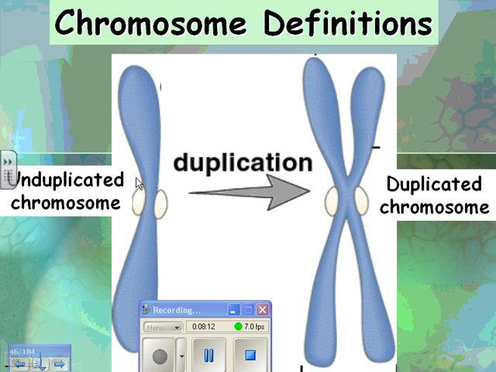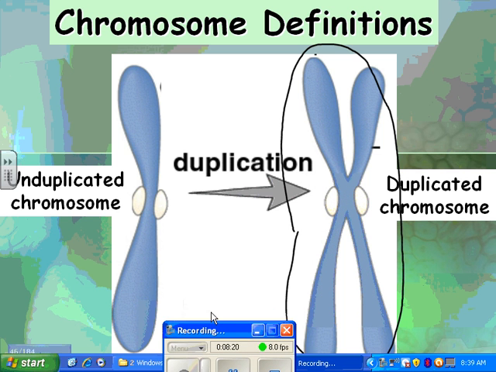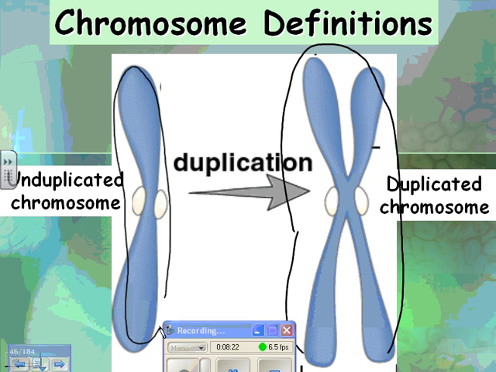Chromosome definitions. This is an unduplicated chromosome, and this is a duplicated chromosome. So you absolutely have to memorize this as being just one chromosome. And this is also one chromosome. The only difference is that this is unduplicated and that's duplicated. So as the cell goes through this thing called the cell cycle, when it first starts, when you just do mitosis and you get a baby cell, you got this. And the cell can be like that for a long time.